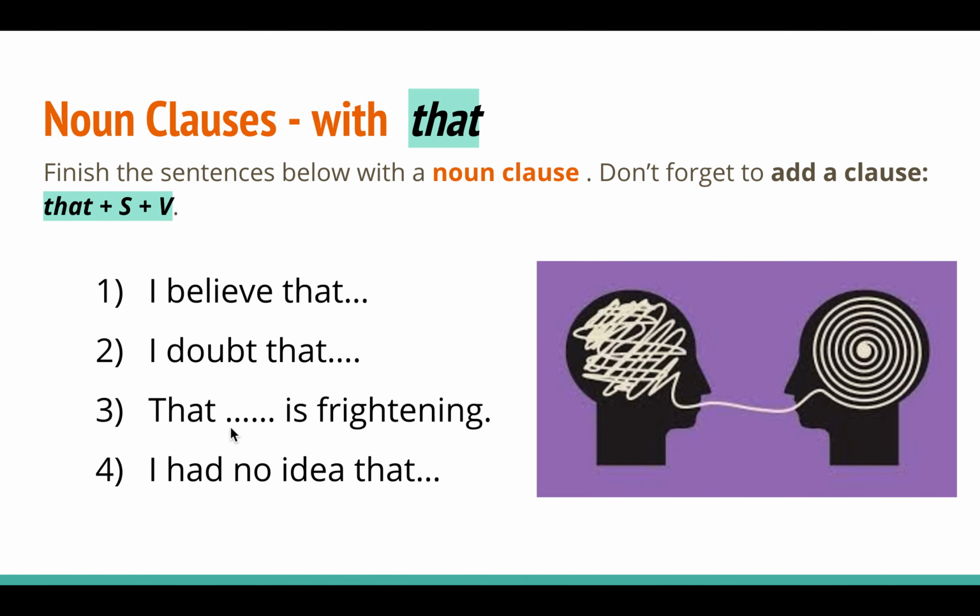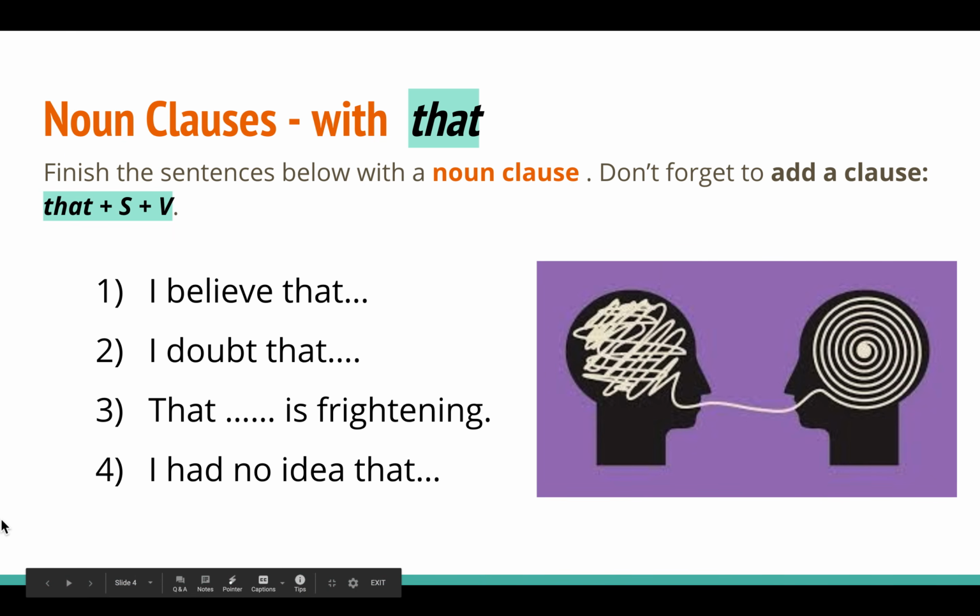And number 3, I could say that da-da-da-da is frightening. Notice that the subject and verb are at the beginning, so that means that this is a subject noun clause. Whatever my subject is, I believe that is frightening. Okay, so what is frightening? Maybe I could say, that COVID-19 might come back is frightening, right? That is really frightening to me.